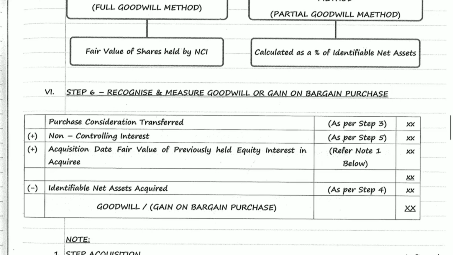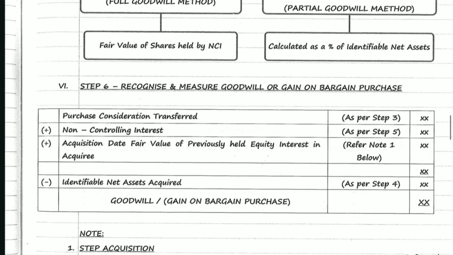Last step, recognize and measure goodwill or gain on bargain purchase. How to calculate goodwill or gain on bargain purchase? Purchase consideration transferred plus non-controlling interest plus fair value of previously held equity interest in acquiree as on date of acquisition less identifiable net assets acquired. We will get goodwill or gain on bargain purchase.